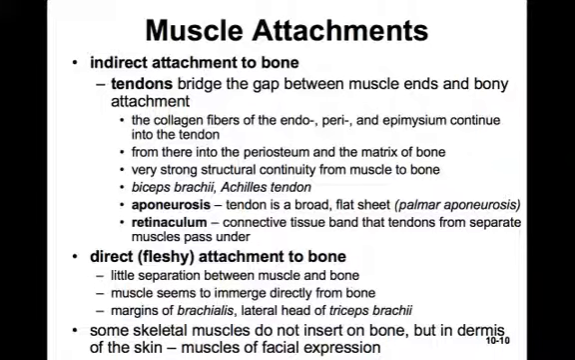There are also direct or fleshy attachments to bone, where there's little separation between the muscle and bone. The muscle seems to emerge directly from the bone. The margins of the brachialis and the lateral head of the triceps brachii are great examples of these direct fleshy attachments. Some skeletal muscles do not insert on bone, but in the dermis of the skin. These are the muscles of facial expression that are unique to humans.